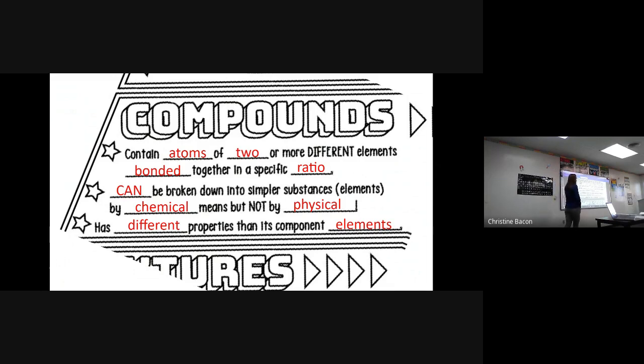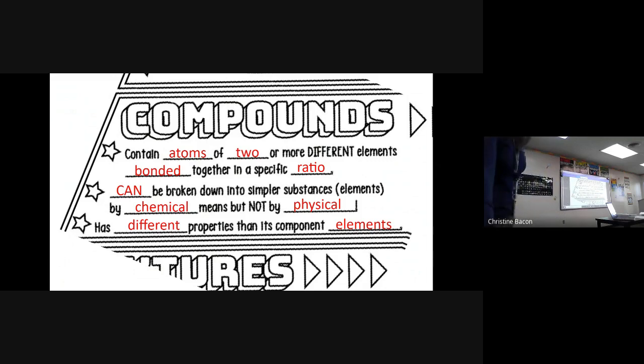And they can be broken down into simpler substances. It can break apart the hydrogen from the oxygen, but only by chemical means, not by physical means. Because they're sharing electrons, you have to break that chemical bond in order to break it apart. You don't physically pull apart water. That's not how that works. And compounds have different properties than their component elements. So hydrogen has its own qualities and characteristics. Oxygen has totally different qualities and characteristics, but when they're combined, they make something completely different. All right, so that's what that means.